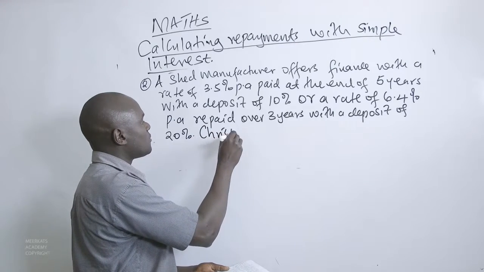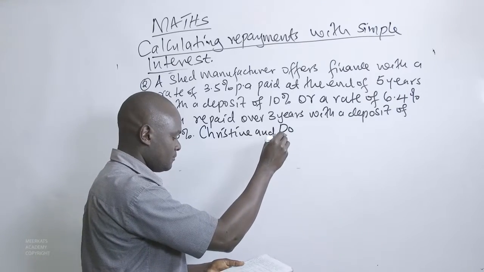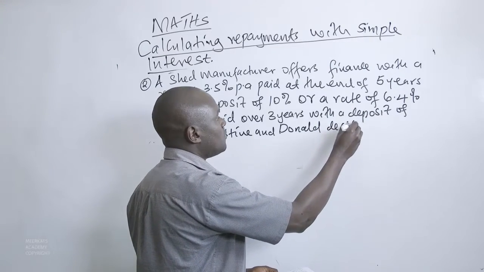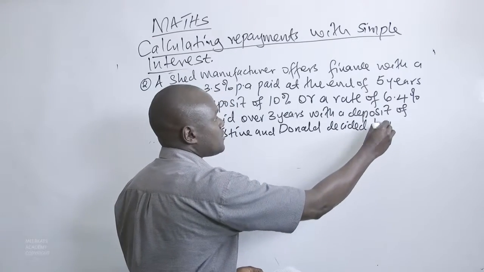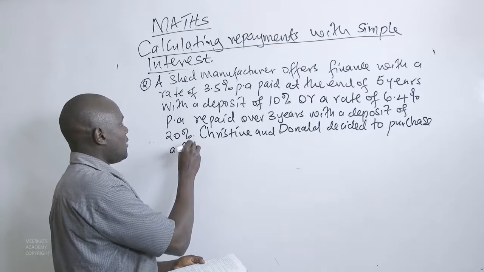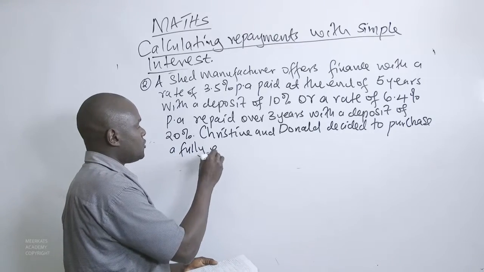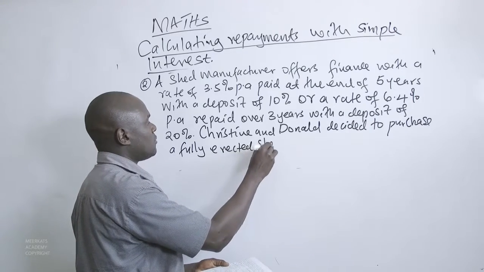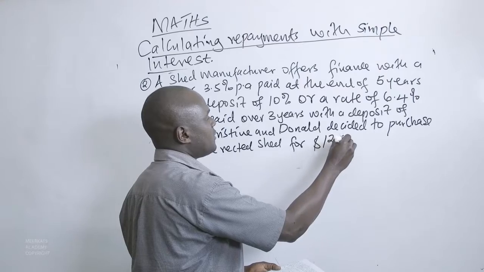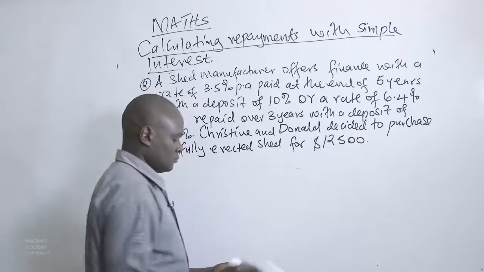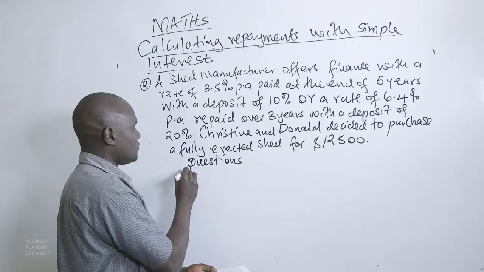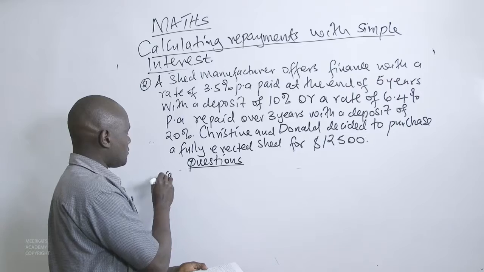Christine and Donald decided to purchase a fully erected shed for $12,500. Then follows the questions. The first part.